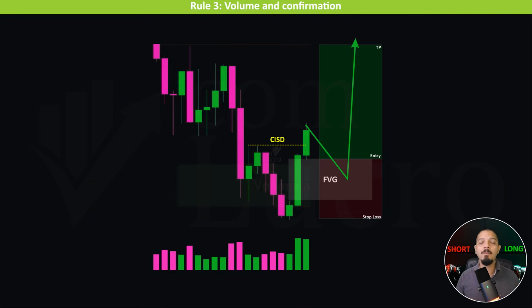Fair value gaps appear when price moves aggressively, creating imbalances that reflect strong directional intent. When a CISD forms alongside a fair value gap, it suggests that large participants are actively delivering price, adding credibility to the setup. A retracement into the fair value gap can offer a high-probability area of interest, as price often revisits these imbalances before continuing in the direction of the new delivery. Combining CISD with fair value gaps improves timing and reduces execution risk.